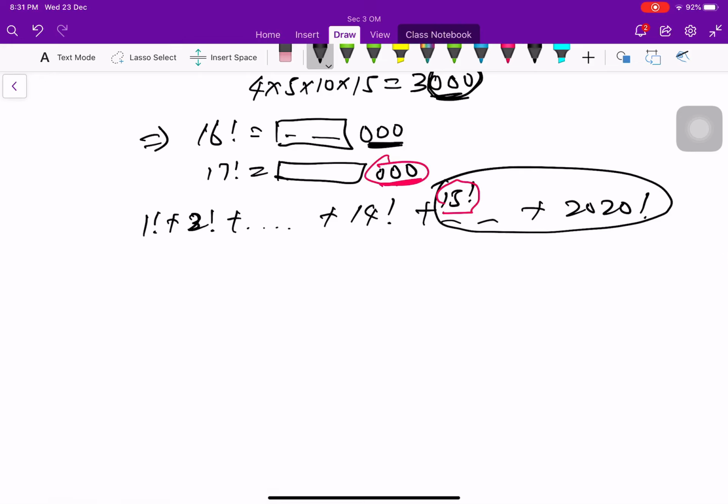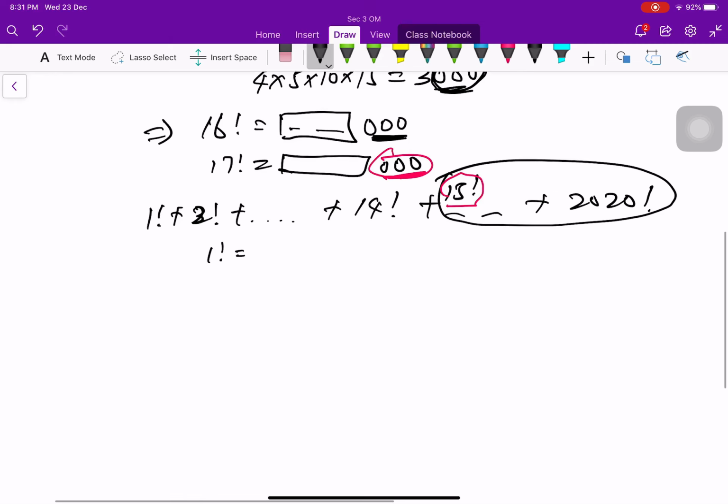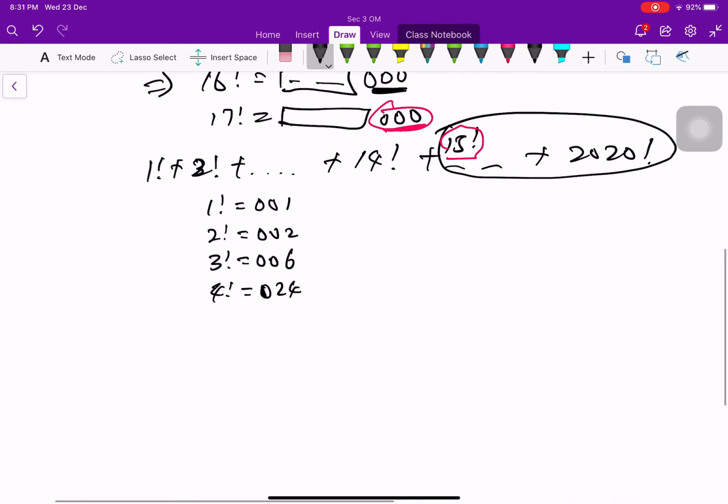Now we can do a listing. 1 factorial, if I make it 3 digits, becomes 001. 2 factorial is 002, right? And then 3 factorial is 006. Therefore, this part here is 006. Right, and then 4 factorial is 024. Then 5 factorial is 120, and then 6 factorial is 720.